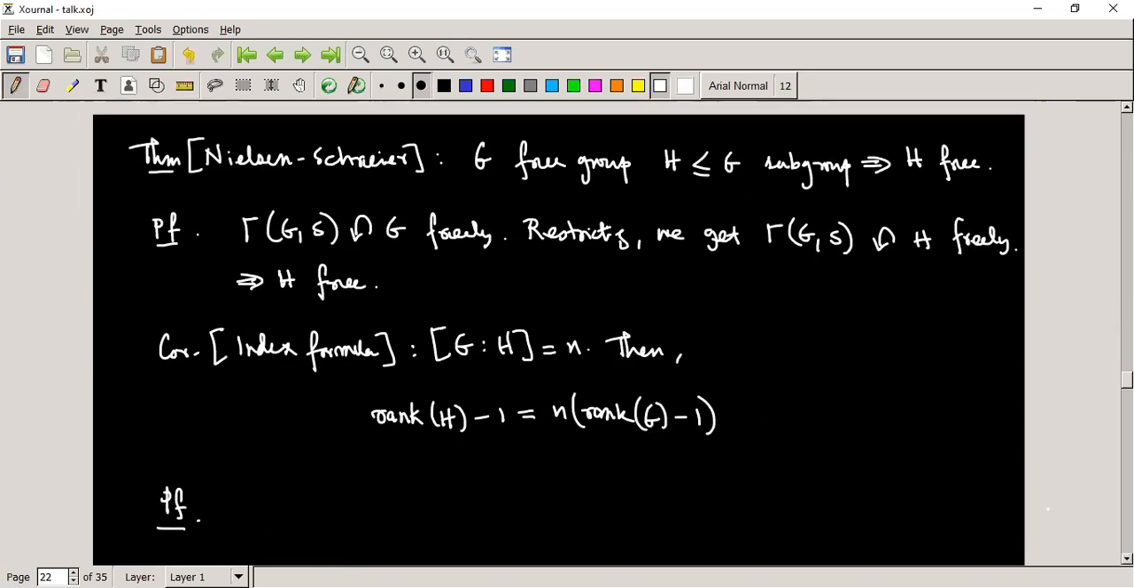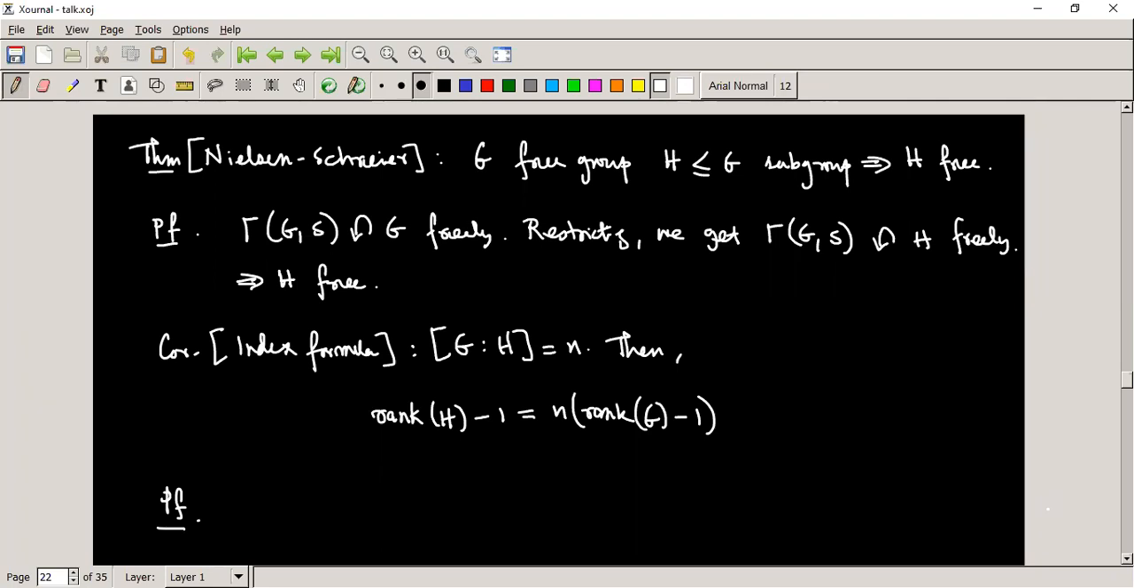So an important corollary of this theorem is the Nielsen-Schreier theorem, which says that if you have a free group and a subgroup, the subgroup is also free. This is a hard theorem. This is not easy at all. I mean, it seems obvious, but it's not easy at all. But it follows from what we have done earlier. What did we do earlier?